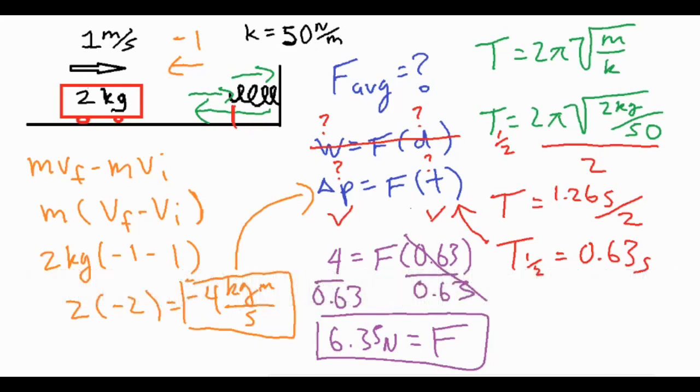So if you're working out a problem like this, basically what you're going to do is use an impulse formula to find your delta P, your change in momentum. And then you're also going to need half of the period by finding 2 pi times the square root of mass over k, and then splitting that in half for your time of impact between the spring and the cart. And then you plug that into the formula so that you can do your last little step of algebra and find that average force.